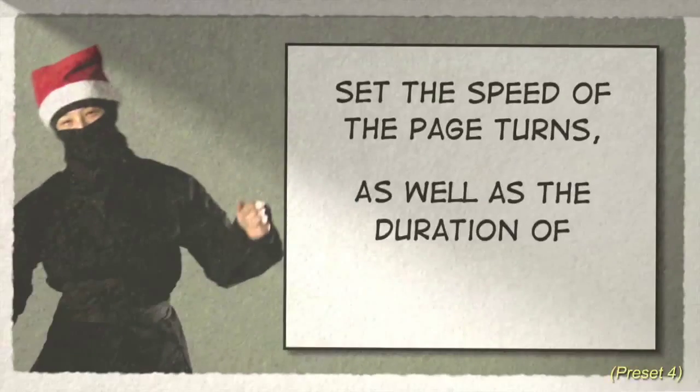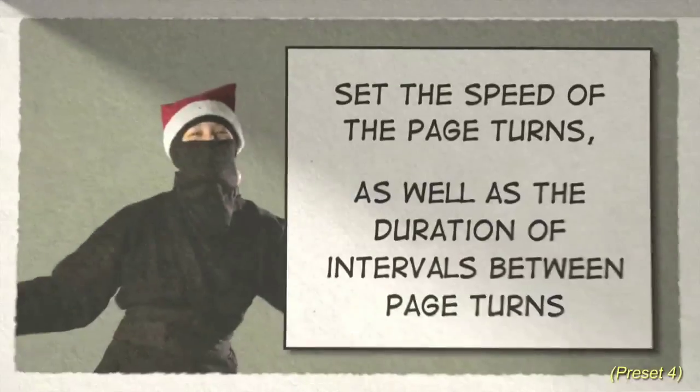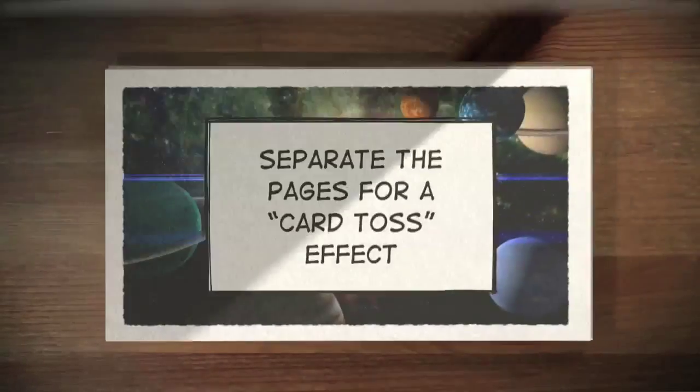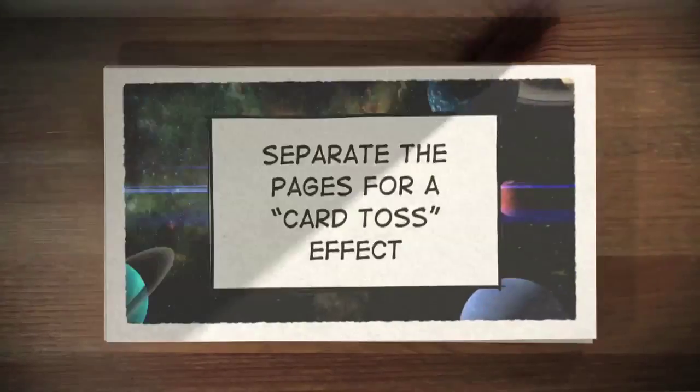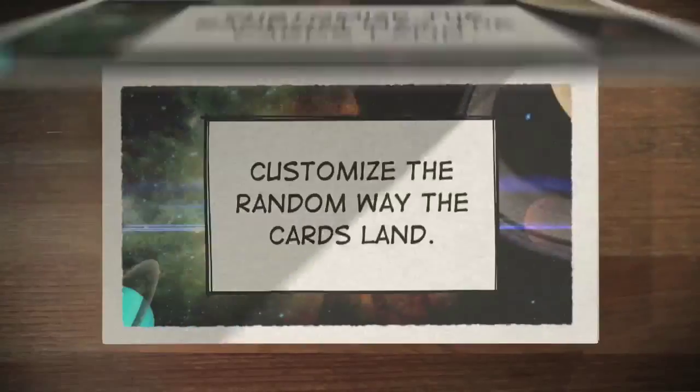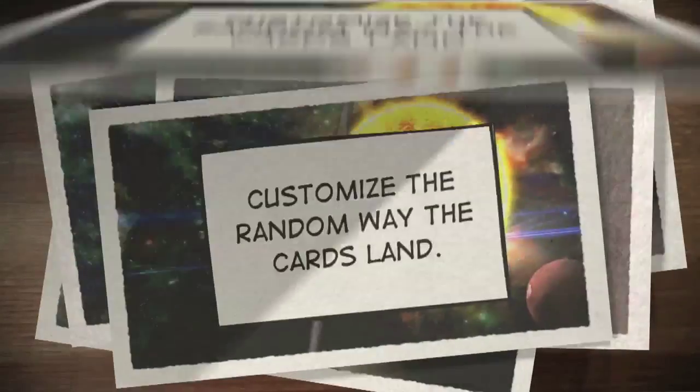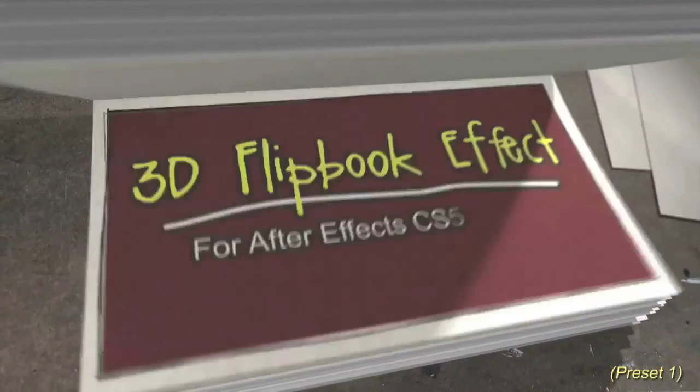Before we start, let me tell you what the effect does. It's designed so that you can just drop in your video footage and then it'll be shown as a series of still images on the pages of this 3D flipbook. And the page turns are all automatic. You just use the controls to set the speed, and you can set whether you want intervals between page turns, and then the flipbook will do the rest.